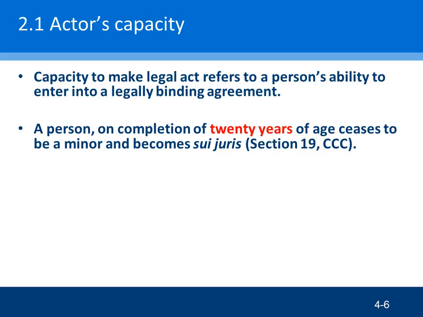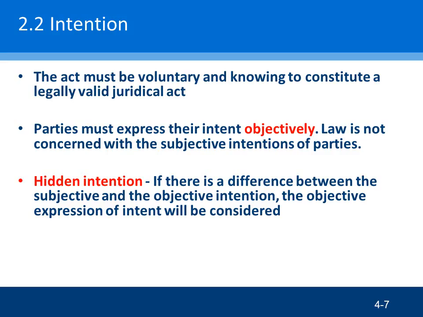It means that if you're not 20, you are not sui juris, you are considered to be a minor. Your juristic act, your contract, is considered to be voidable, not valid. In order to create a valid juristic act, there must be an intention. It means voluntary intention. The intention is analyzed objectively.